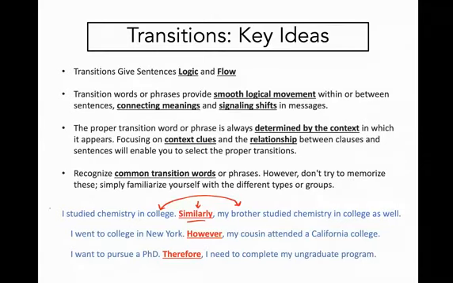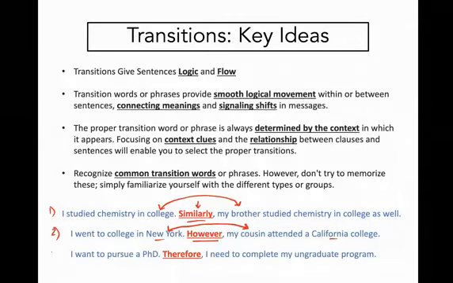In this next example, example number 2, we see I went to college in New York, and then the next idea is that my cousin attended a California college. So the transition I want here is actually, however, as a contrast. I'm saying the connection now between these two sentences is one of contrast. I'm highlighting what's different. We both went to college, but I was in New York, and my cousin, she was in California.